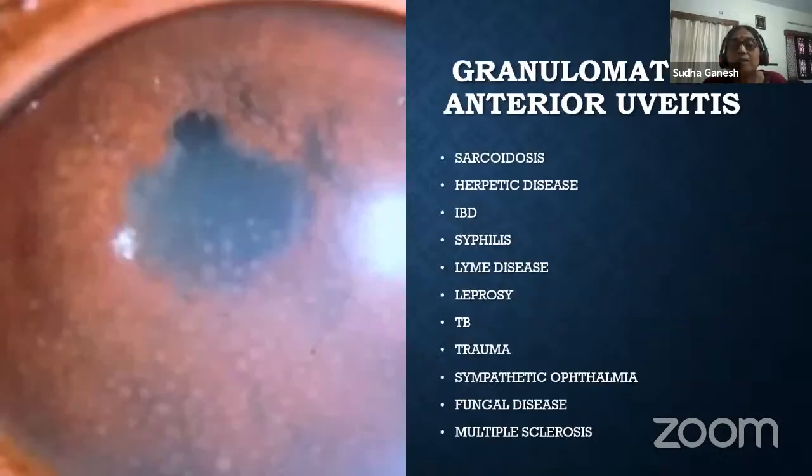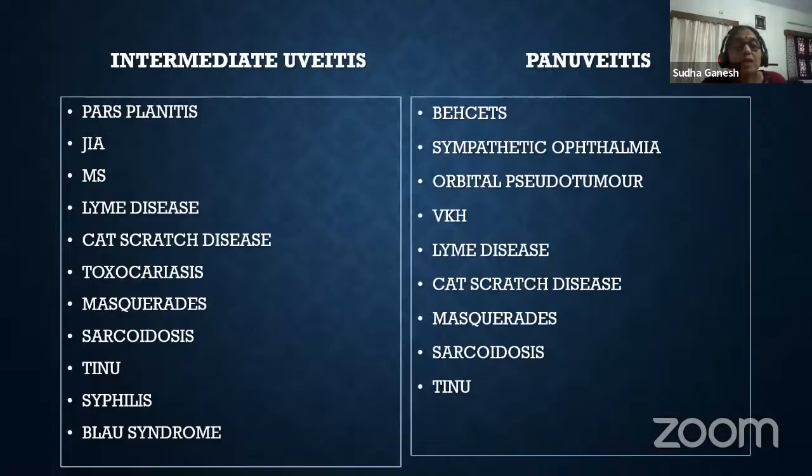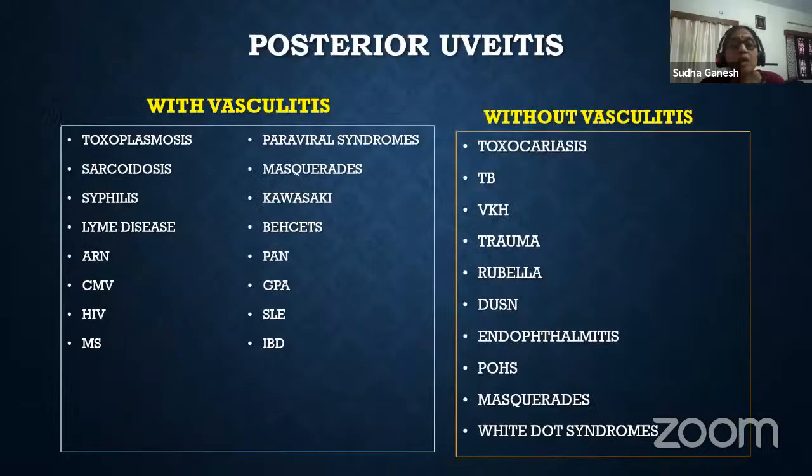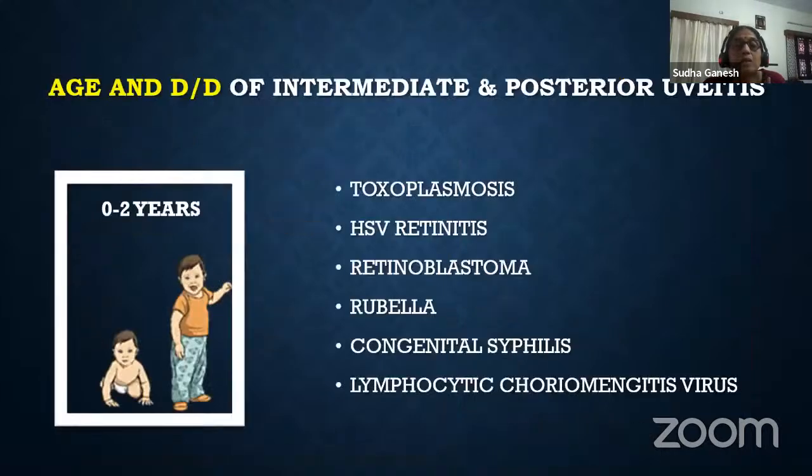When it's granulomatous, one may look at these differentials as well. When it's intermediate uveitis, one may look into these differentials; pan-uveitis has a different set of differentials. And when you have posterior uveitis with vasculitis and without vasculitis, you have different sets of differentials, which would be very useful in making a differential diagnosis of the case that we are dealing with. Age should also be looked into, especially in children who have intermediate and posterior uveitis.